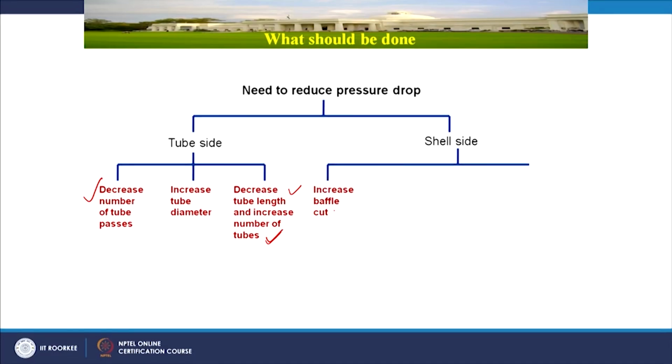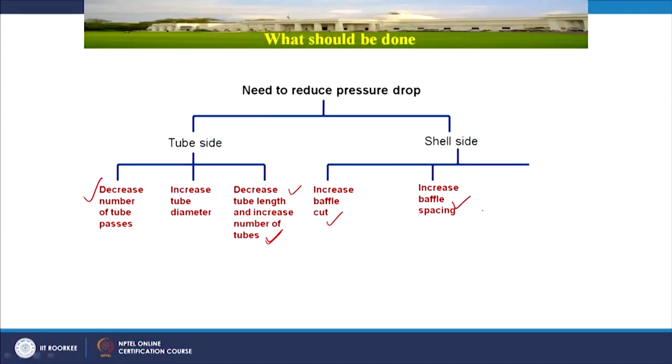Considering more baffle cut. Okay. When baffle cut will be more, more space will be provided, you can have less pressure drop. Okay. But at the same time, it will reduce heat transfer coefficient as well. Okay. And second option is we have to increase the baffle spacing. Okay. We have to increase the baffle spacing, fine, and then we can increase the tube pitch also.